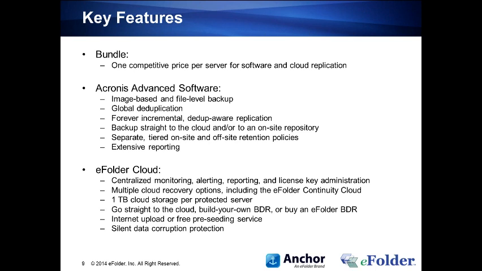First of all, the way we price and package the solution and bundle it is unique. So what we're doing is you can source from eFolder the software license, the Acronis license itself, and the included cloud storage in one tight logical bundle on a per server basis. I'll get into more details in a moment, but basically for $60 per server per month, we include the Acronis software and 1 terabyte of deduped and compressed storage in the eFolder cloud. This is a departure from how we've done business in the past in terms of pricing and packaging.